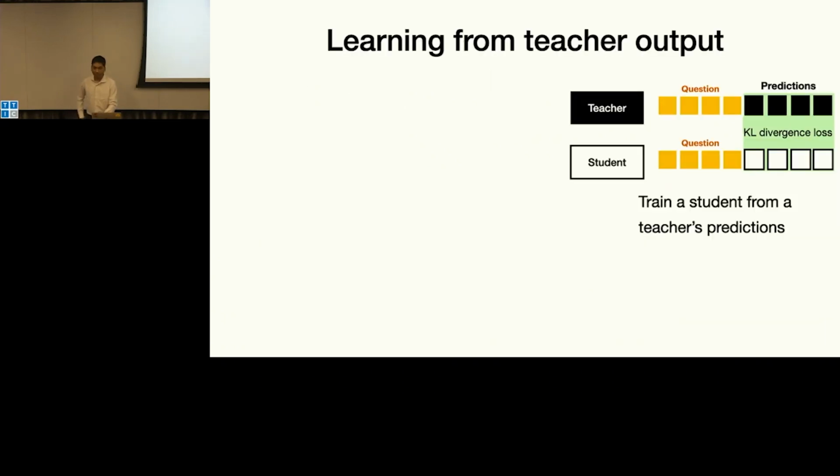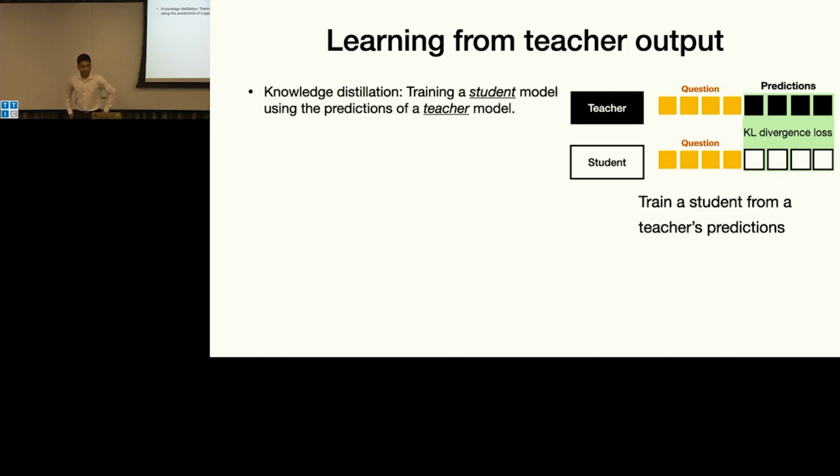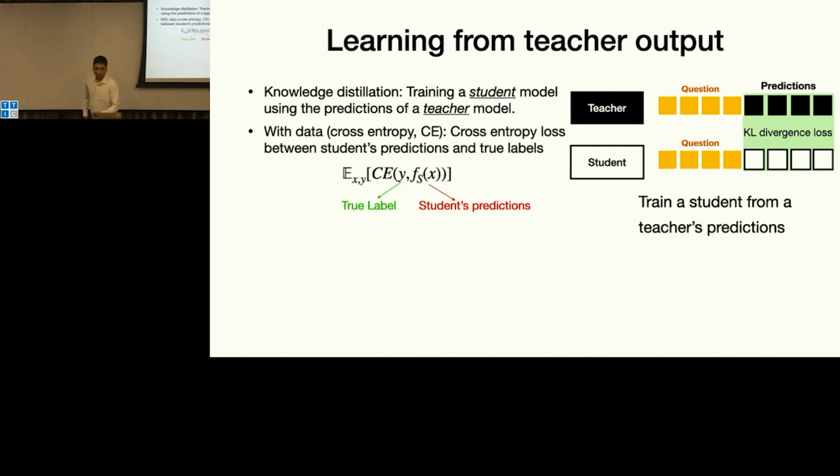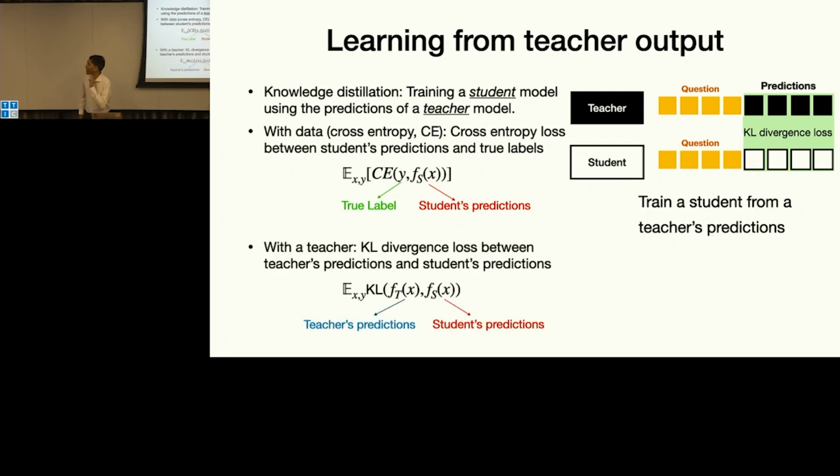As I said before, the motivation of knowledge distillation is to train a smaller model as a student better when you're given access to a bigger and better model which behaves like a teacher. When you don't have access to such a teacher, what we usually do is apply a cross-entropy loss between the student's predictions and the true label given by your training data. But when you have access to a teacher, we apply a KL divergence loss between the teacher's predictions and the student's predictions.